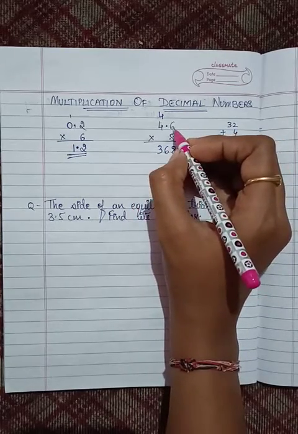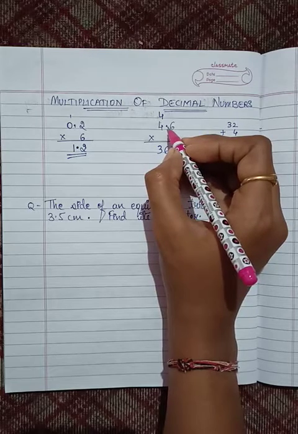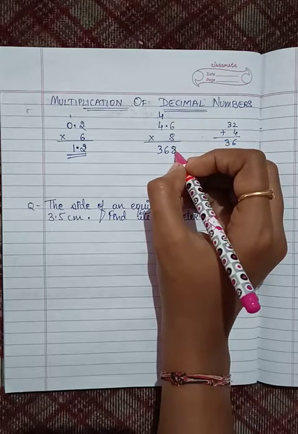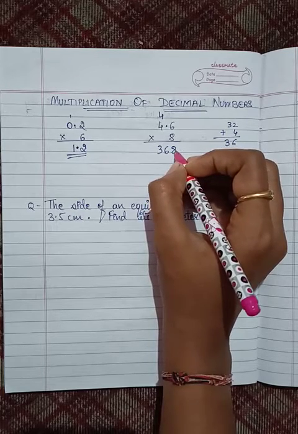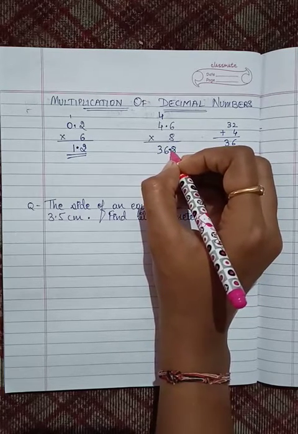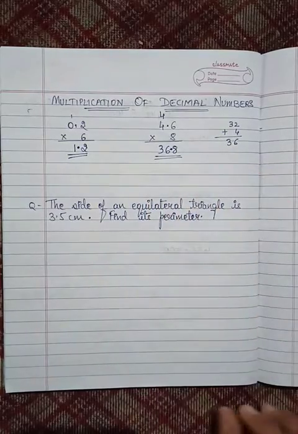So here I have one place after decimal. So similarly I have to mark it here in the product I have got. So 8, one digit after decimal. So 36.8 is my answer.